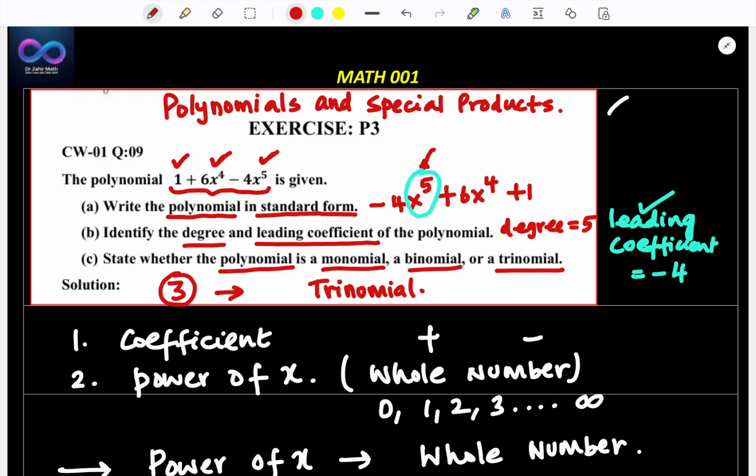Okay. Right. What is the first one? Write the polynomial in standard form. Standard form means what? Big power to small power. Who is the big power? x power 5. Who is the next one? x power 4. Who is the next one? 1. Next is degree and leading coefficient. Degree means what? What is the big power? Here 5. Leading coefficient. Leading means leader. Who is the leader? x power 5 is the leader. So what is his coefficient? -4. And state whether the polynomial is a monomial, binomial or trinomial. So it has 3 terms. So automatically it comes as what? Trinomial. Okay.